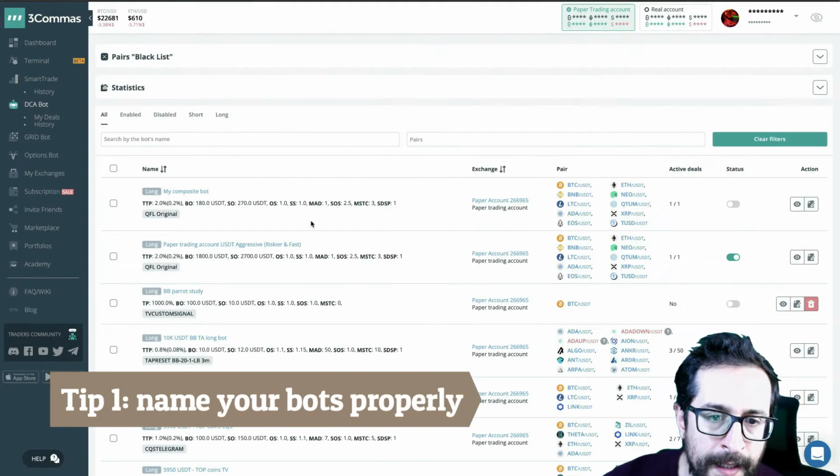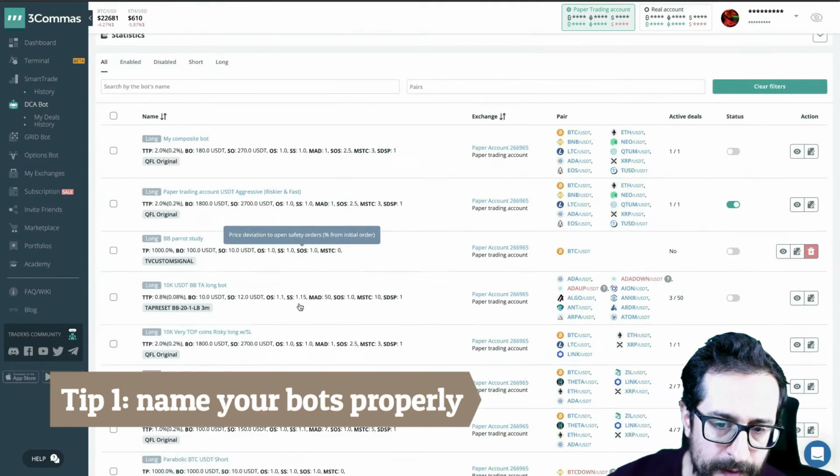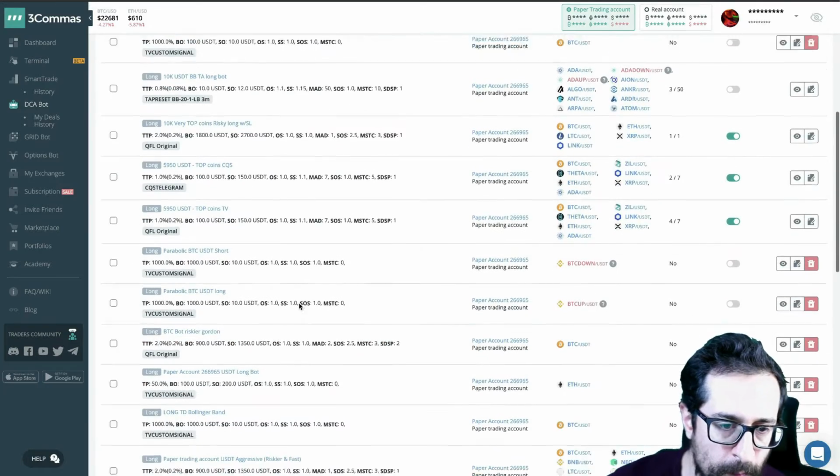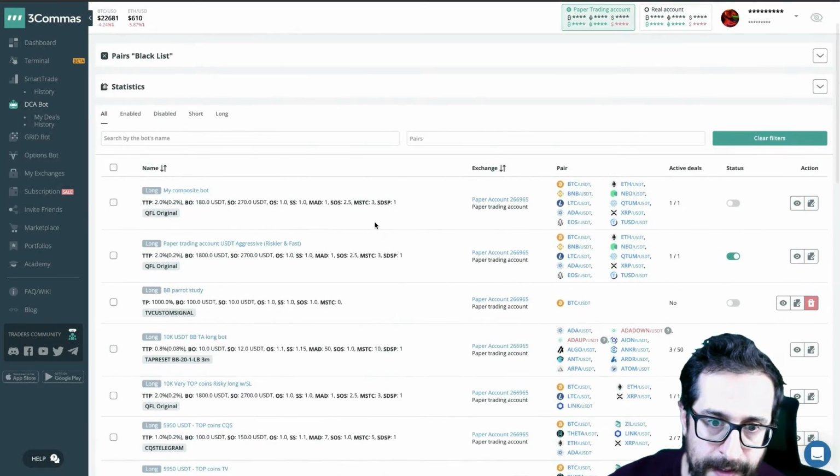Tip number 1. When you are in the list of bots, it's very difficult to compare one bot with another. You're going to end up with multiple bots, and it's going to very quickly get unmanageable. So the first tip is name your bots properly.